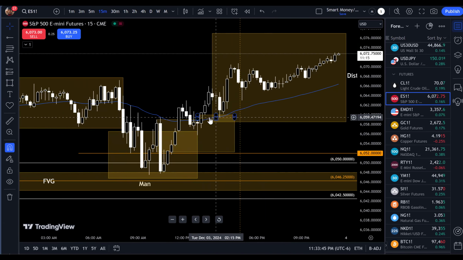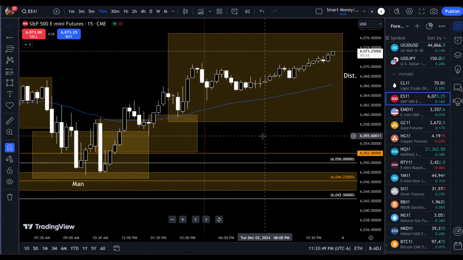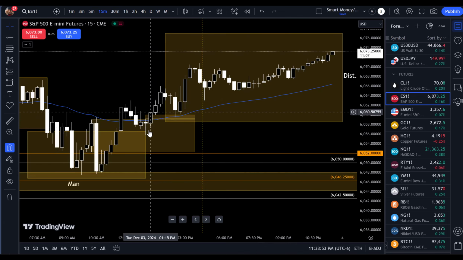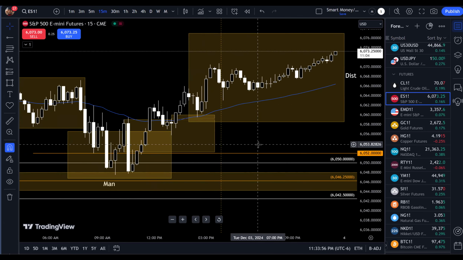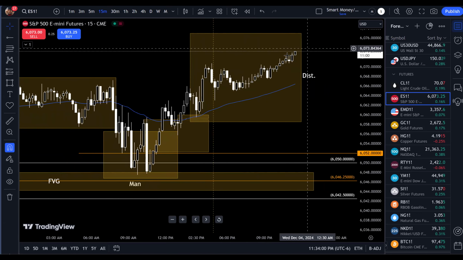On top of that, look how it's riding above the EMA. And see this candle pattern? That's a morning star pattern. We know that's a bullish reversal. So you have to use all those clues. And look, it's still going up.